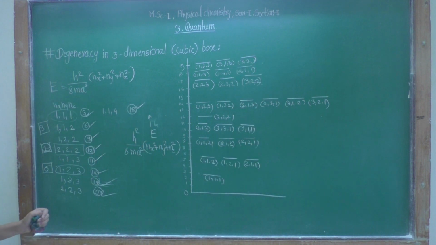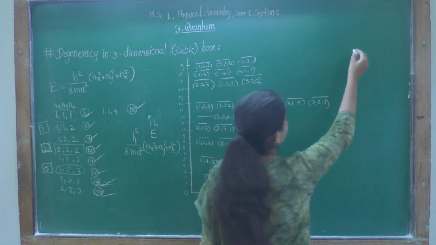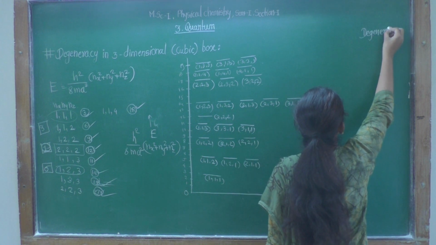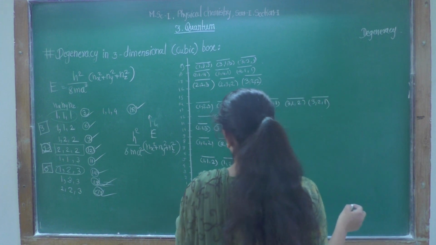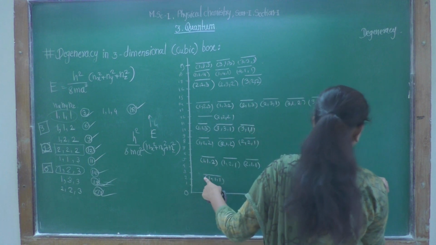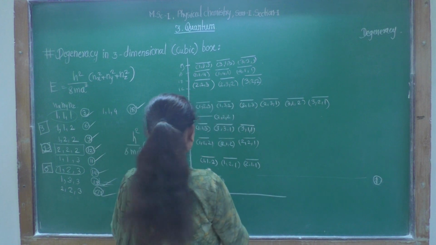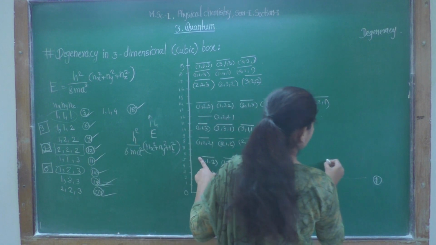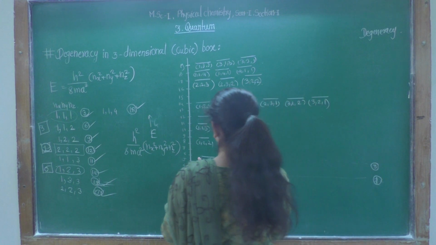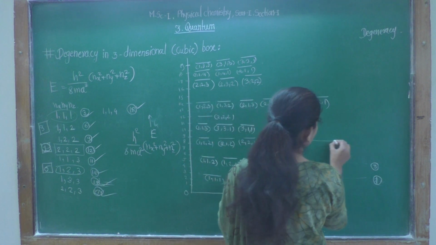Okay. In this way, in a 3-dimensional box, we can write degenerate energy levels. Now let's assign degeneracy. For 3h square upon 8mh square, the degeneracy is 1. There is only one level. Here for the 6, the degeneracy is 3. For 8h square upon 8mh square energy level, the degeneracy is again 3.